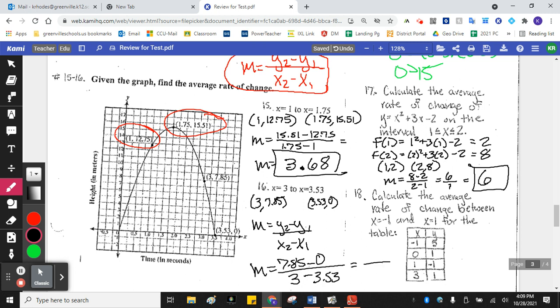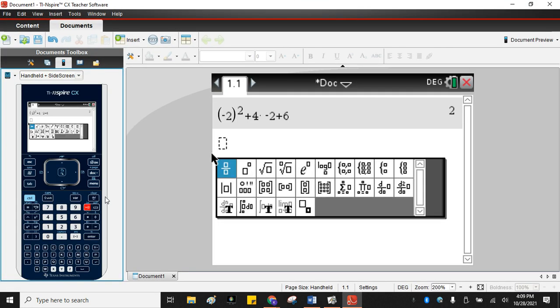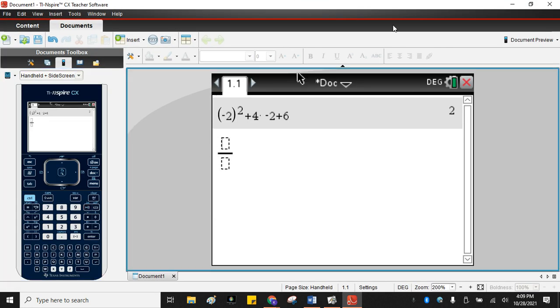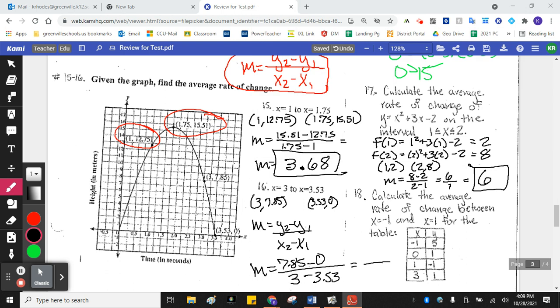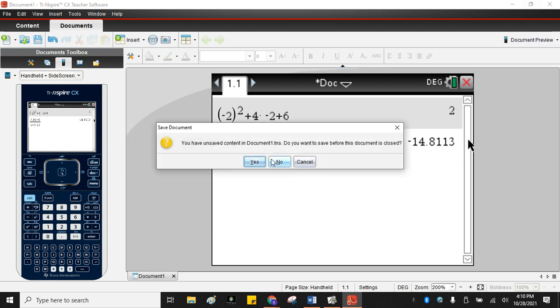And put that in a calculator. When you're putting it in a calculator, the easiest thing to do is hit your fraction button first and then type in what's on top and then what's on bottom. When I put it in the calculator, I got negative 14.8113. Ugly, but that's fine. It can be an ugly number.